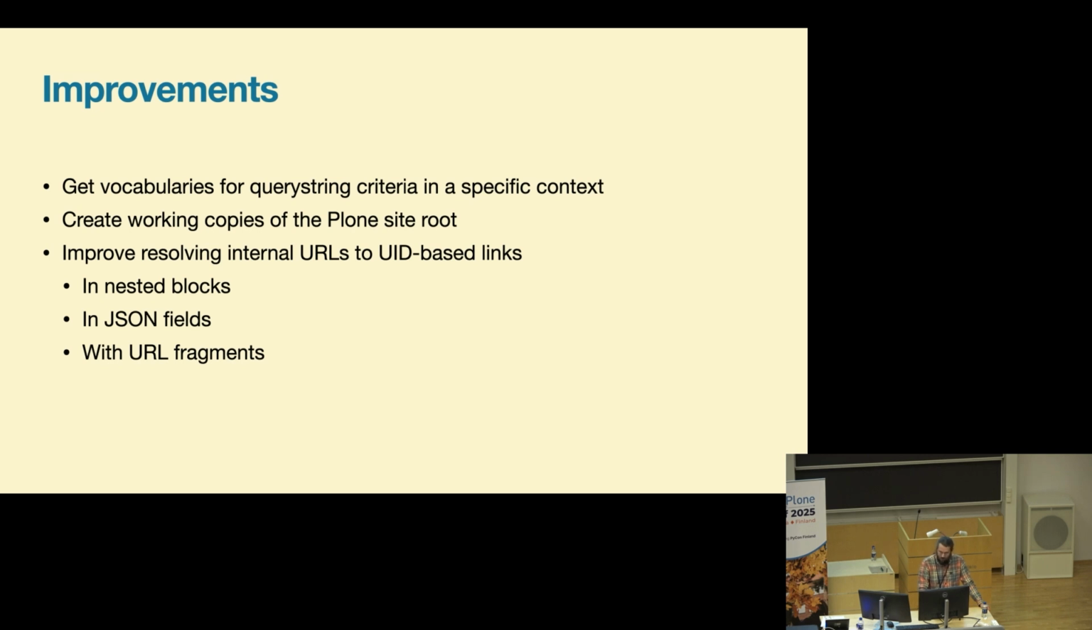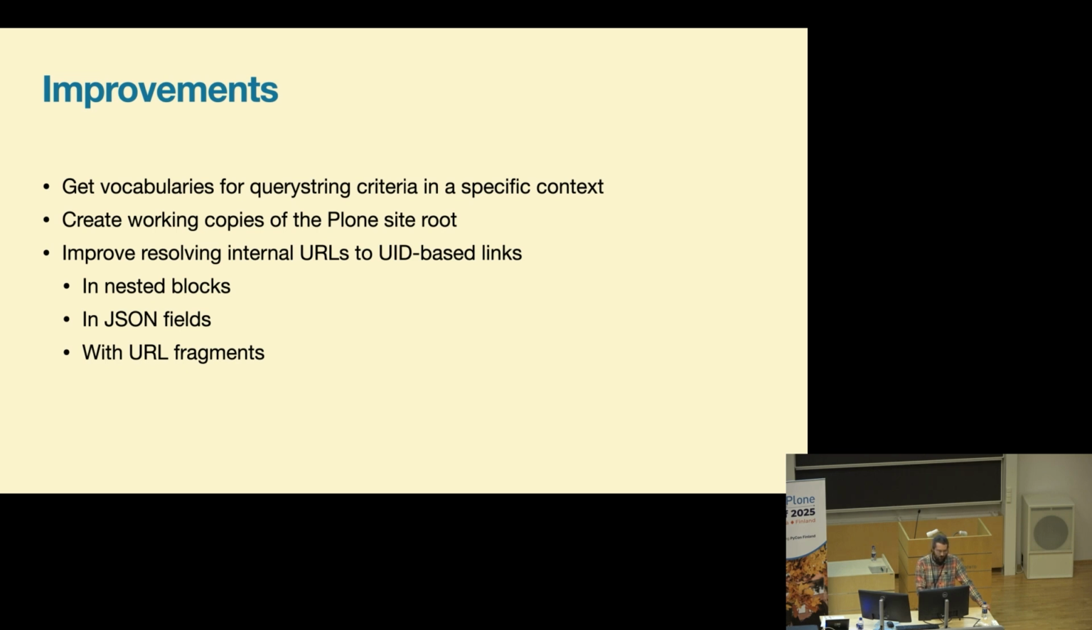We added support for working copies of the Plone site root, I think in Plone 6.1. And the UID-based links, that's something that has been there for a long time. It's an important piece of link integrity. So if you are storing a link, which is just a normal URL externally, we actually convert that into a link that uses the UID when it gets stored in the database. That way, if the content gets moved to some other location, the links continue to work. The improvements we made here are just making sure that that happens in more places.